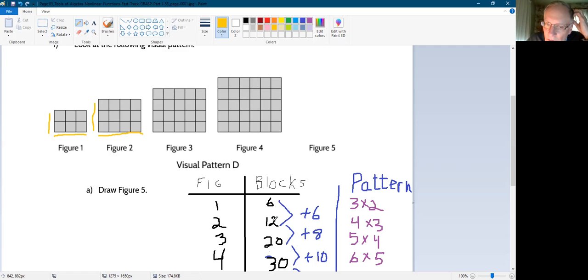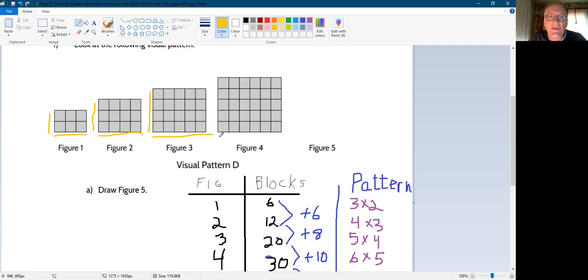Aha, now something's cooking here. Now notice at figure 3, how many are on the bottom? 5 on the bottom, okay, and 4 going up top. Notice that the bottom is increasing by 1 each time, 3, 4, 5. And the up and down part, or the side part, is also increasing by 1, but they just start at different numbers. The bottom starts at 3, and the up and down one starts at 2.